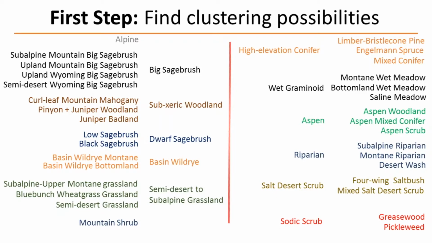So all the big sagebrush can be put in one model. All the sub-xeric woodlands can be put in one model. I just made this up like this, but it's consistent. All the basin wildrye, the grasslands, the riparians, all the aspen, the high elevation conifer, limber, Engelmann spruce, and mixed conifer. What distinguishes these systems, sometimes it's all the same species, but the subspecies varies, but sometimes the structure of the model is the same. What varies is the gradient between them.